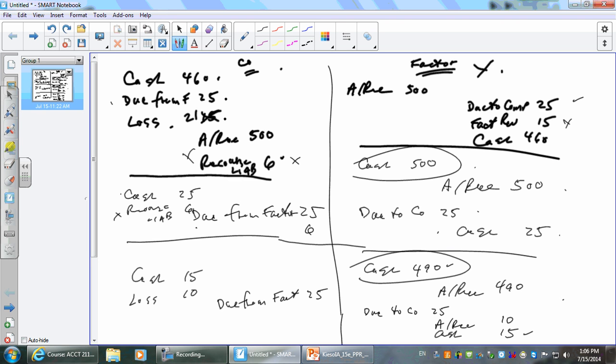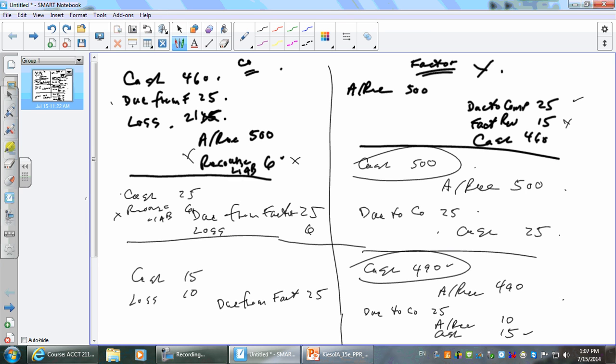Yeah, if it's in the same accounting period, loss on factoring, right? Got it? If it's not, it's in a subsequent accounting period, recovery of loss on factoring. Make sense? Or if you're factoring every period, you can just net it out, reduce your loss. That makes sense? Okay, good. All right. What if it's 490?